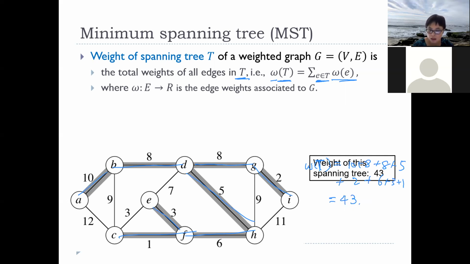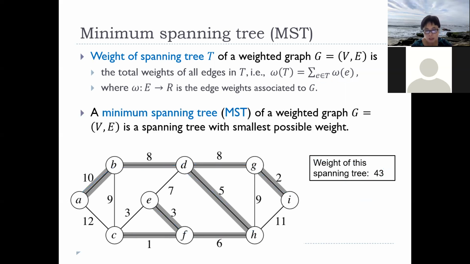Now, as we said earlier, given the same graph, I can find different spanning trees, different ways to connect all the nodes, and these different spanning trees have different weights. What we're looking for is the one with the minimal weight, and that is called a minimal spanning tree, which I often denote by MST. A minimal spanning tree of a weighted graph is a spanning tree whose weight is smallest possible.